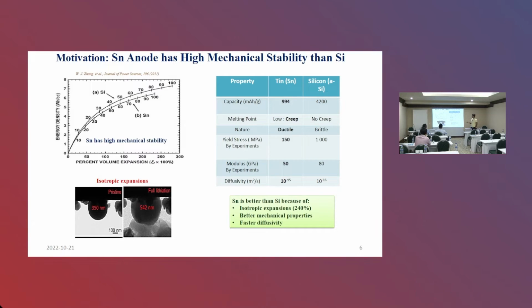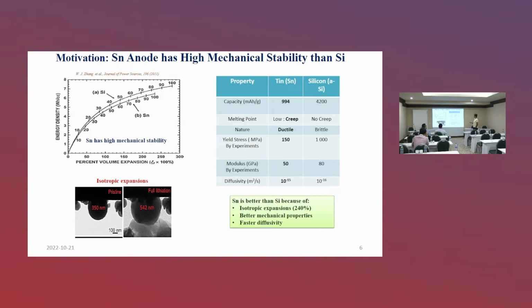If you compare their percent volume expansion, you can see it's lower, 240%, as compared to 300% for silicon. Tin also has isotropic expansion, which reduces some complexity of the process. It has better mechanical properties. If you see this table, you can easily compare both cases, tin and silicon.